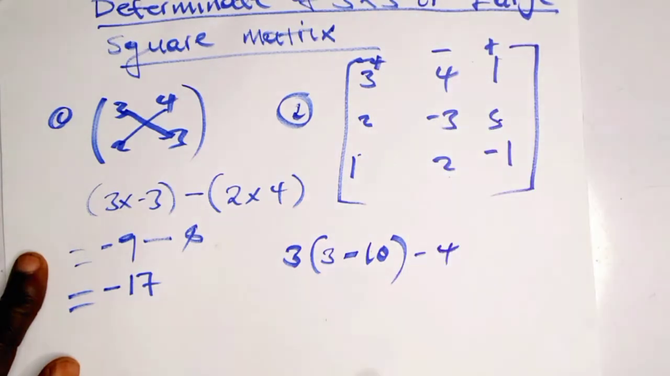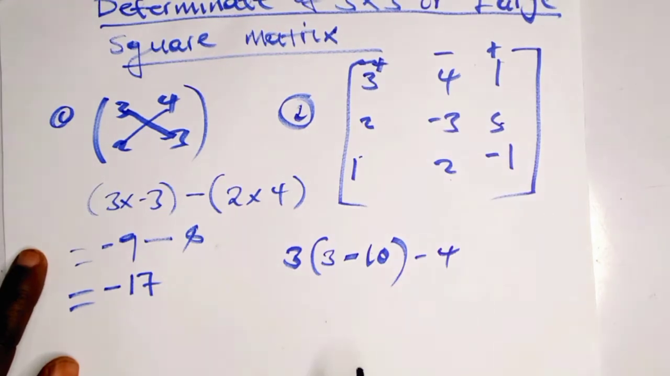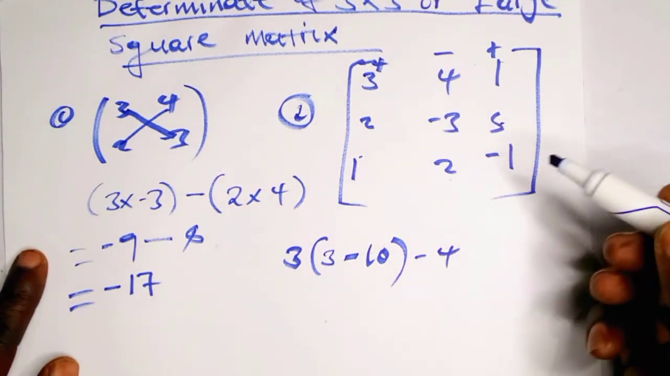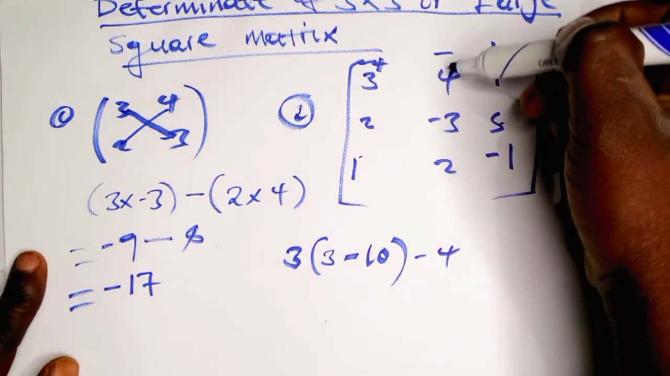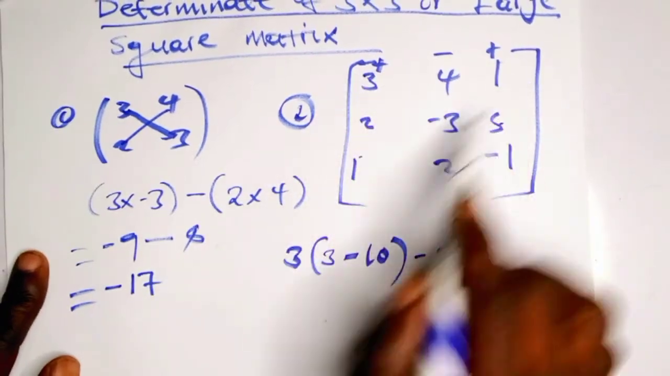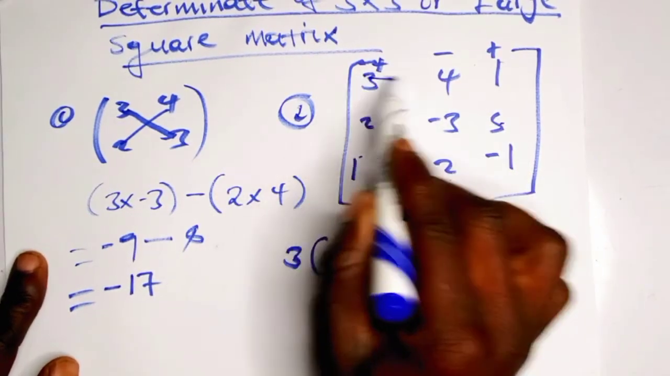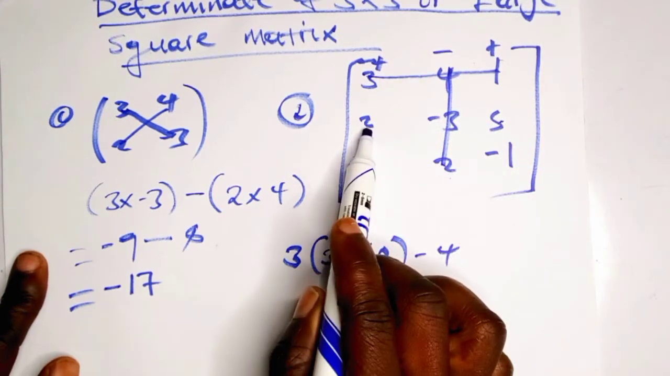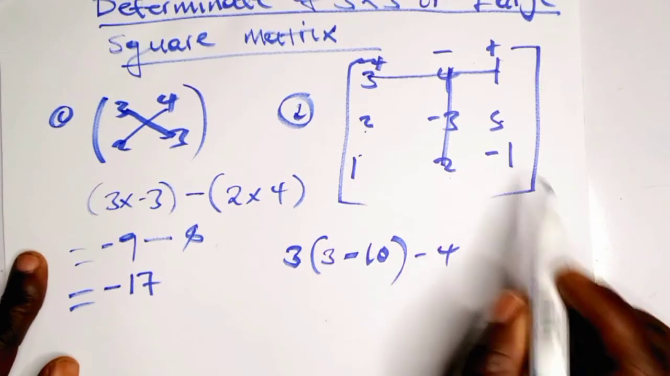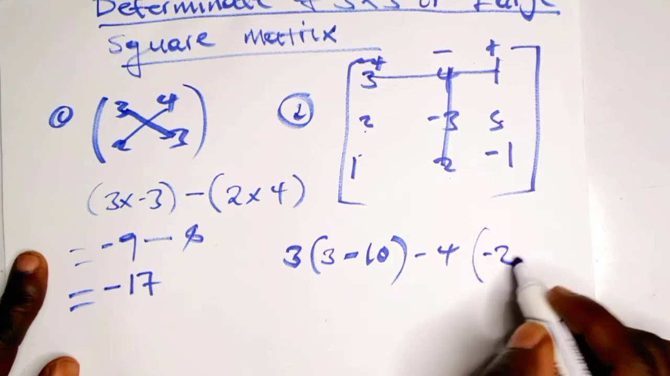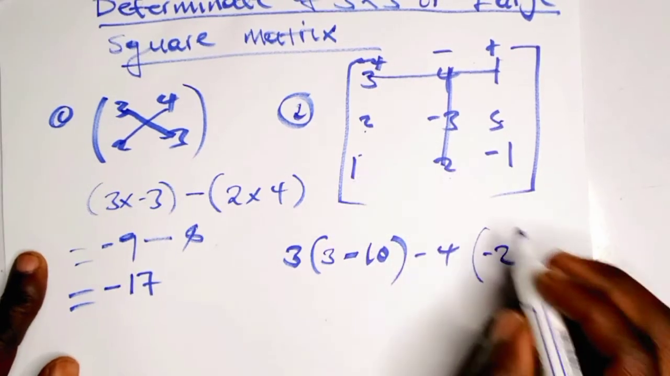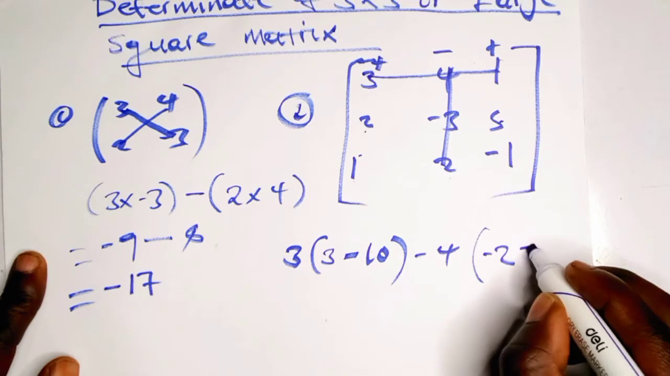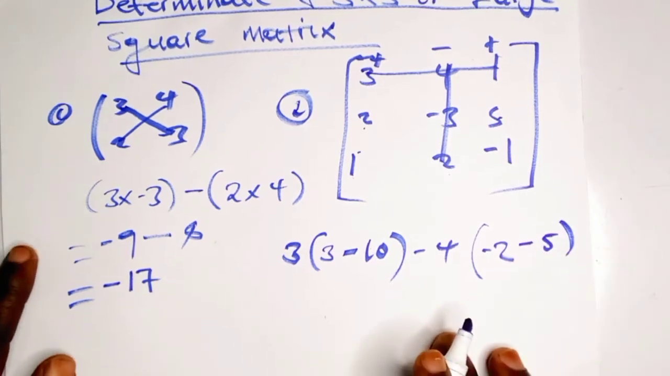We take this 4 here. When you cross here, we're going to remain with the 2. 2 times negative 1, which is negative 2, and 1 times 5, which is 5. So here it will be minus 5.